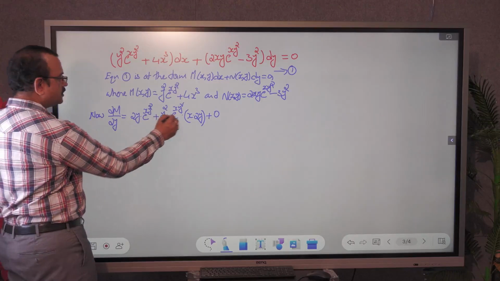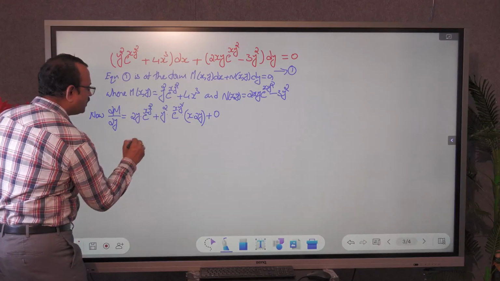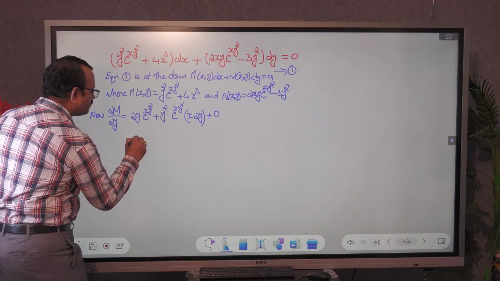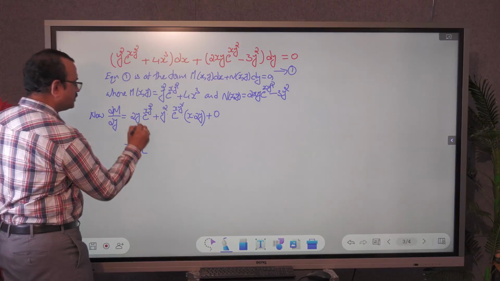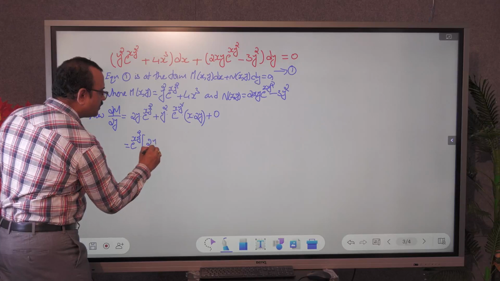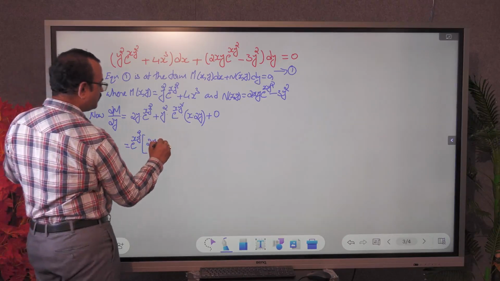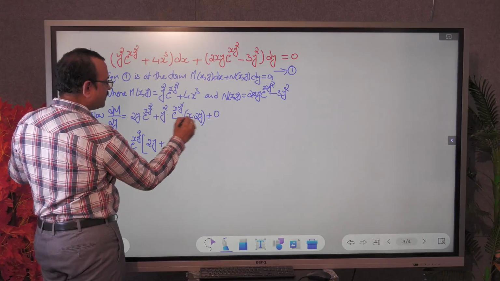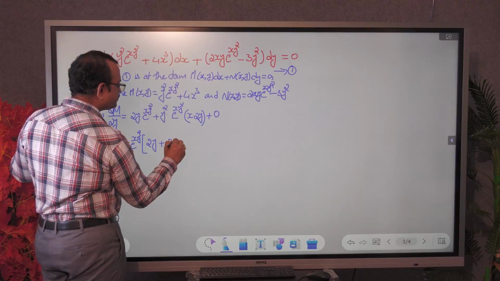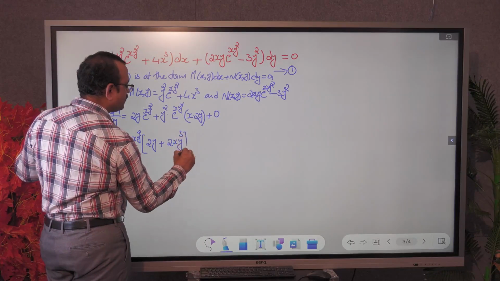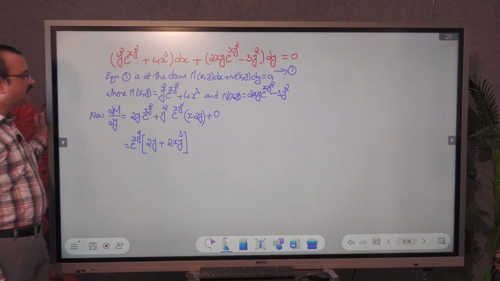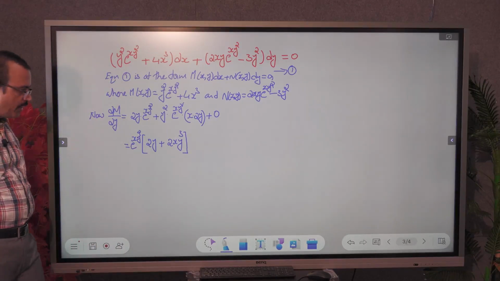Now from these two terms we can take e^(xy²) as common. If you take e^(xy²) as common here, then what remains? In the first term we have 2y, and here we have 2xy² into y, which means 2x y³. This is the partial derivative of M with respect to y.